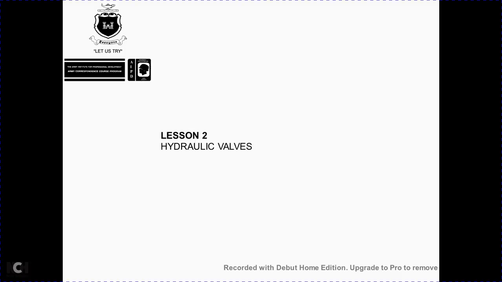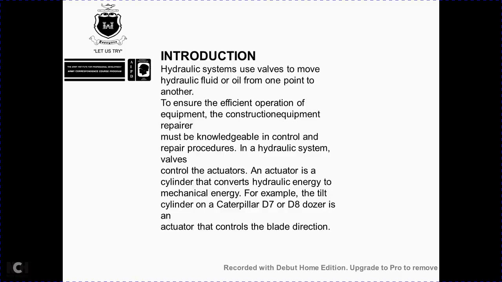Alright, lesson 2, hydraulic valves. In a hydraulic system, you have valves that control the hydraulic fluid or oil to ensure the efficiency of operation of construction equipment. The repair of the valves, the control, and the repair procedure of the hydraulic system valve, the control of the actuator cylinder, converts the hydraulic energy to mechanical energy.